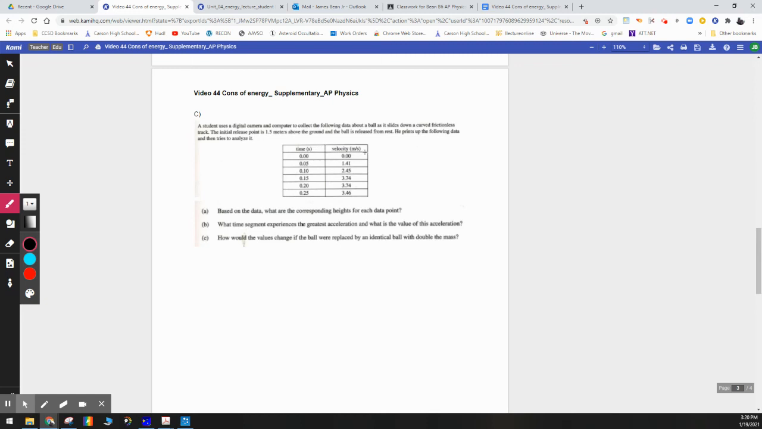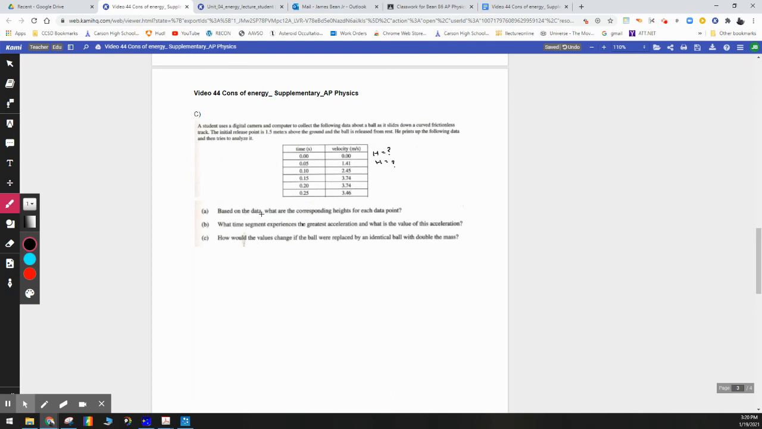So based on the data, what are the corresponding heights for each data point? It starts from rest, velocity is 0. What is h here? Then at 0.05 seconds, the velocity is now 1.41. What's this height here? And so on and so forth. That's what we're trying to find.